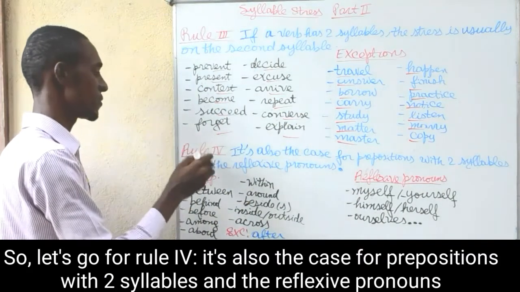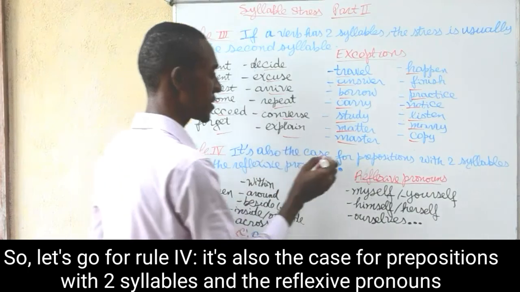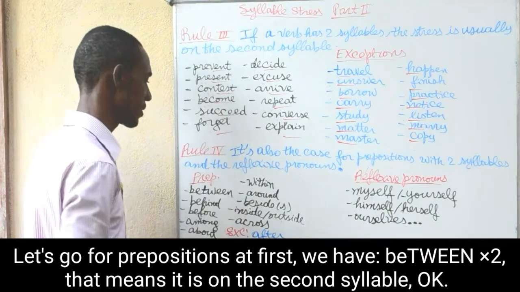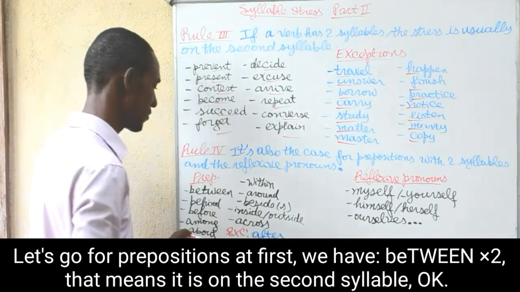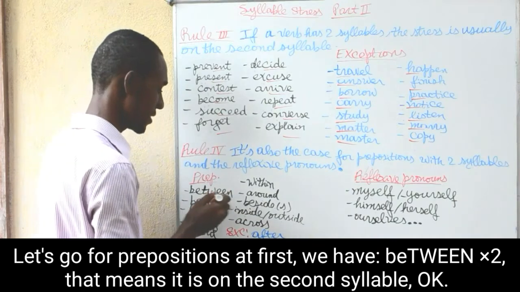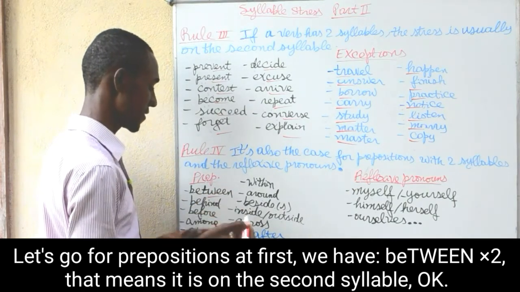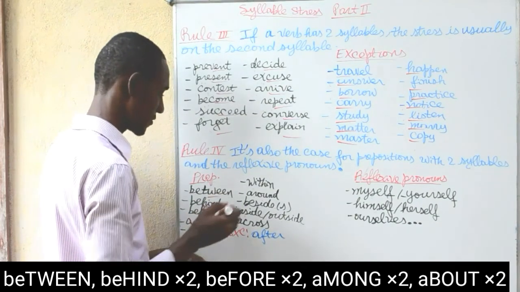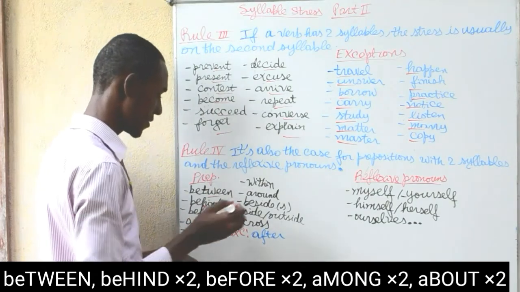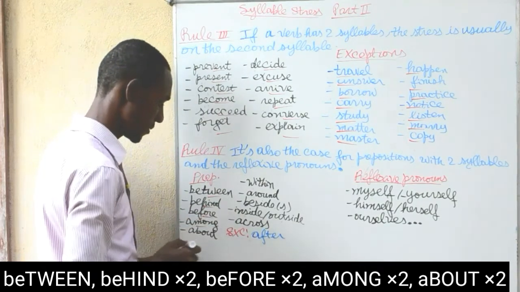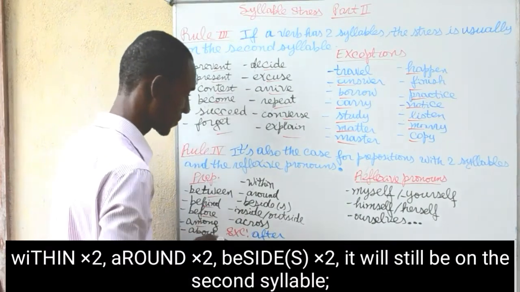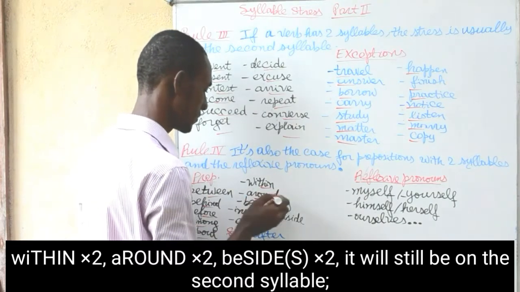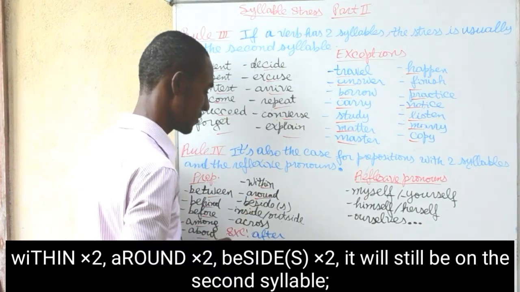So let's go for rule number 4. It's also the case for prepositions with two syllables and the reflexive pronouns. Okay, let's go for prepositions at first. We have between. Okay, that means it is on the second syllable. Between, behind, before, among, about, within, around, beside, besides.